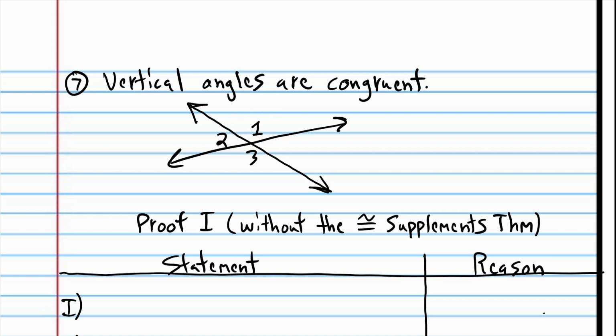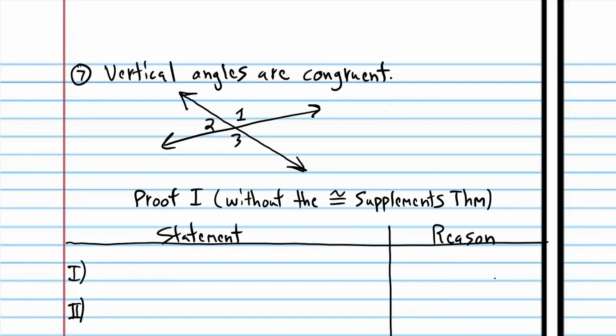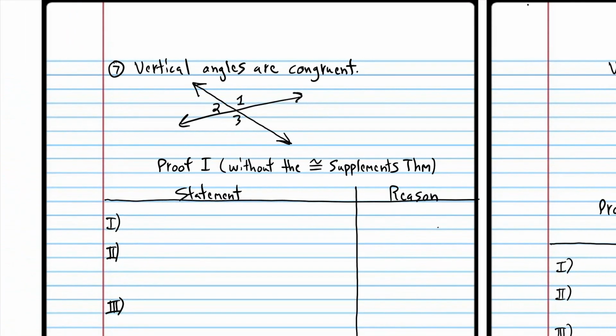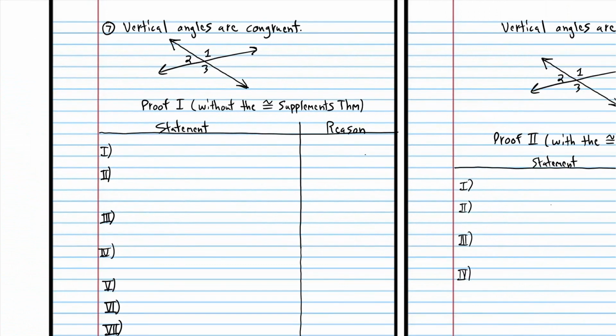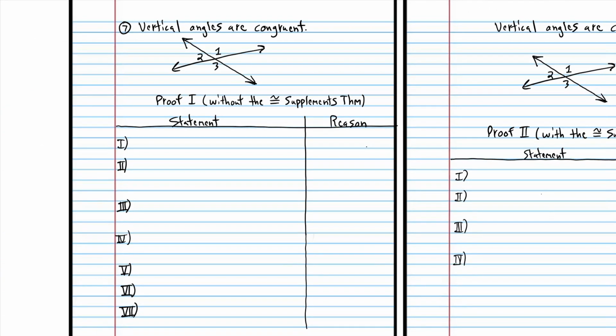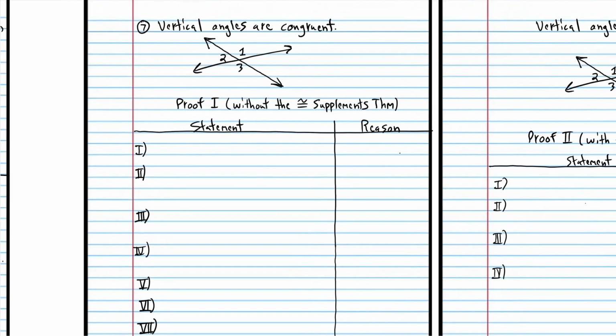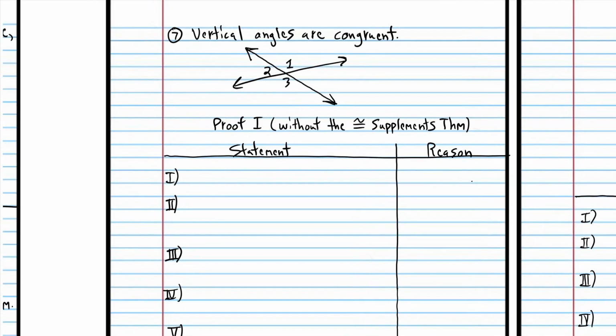When two lines intersect each other, they make 4 angles, and the ones across from each other are congruent, and these are also congruent, but we're just going to prove that 1 and 3 are congruent. And that's going to be the proof of the Vertical Angles Theorem. Now, we introduced the theorem, but we didn't prove it. Now we're going to prove it. And again, we're going to prove it without the Congruent Supplements Theorem.